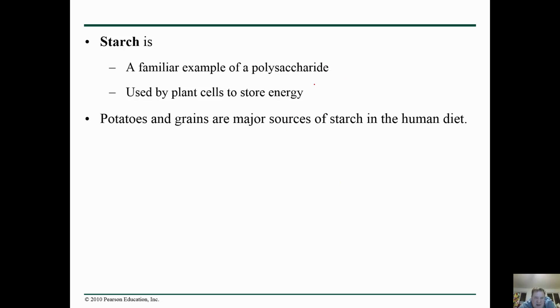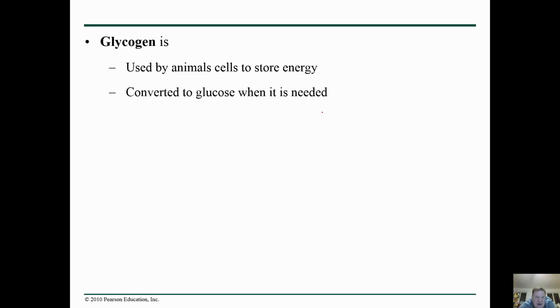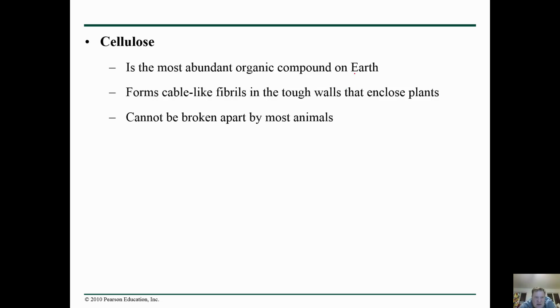Starch is an example of a polysaccharide that's used by plants to store energy. Potatoes and grains are major sources of that. Glycogen is basically starch used by animal cells. There's a little bit more cross-linking.